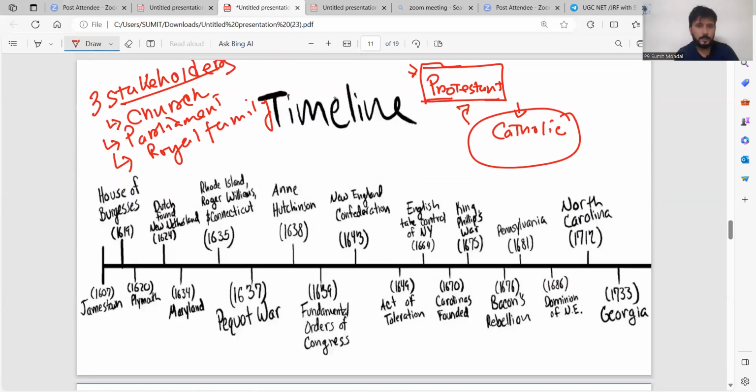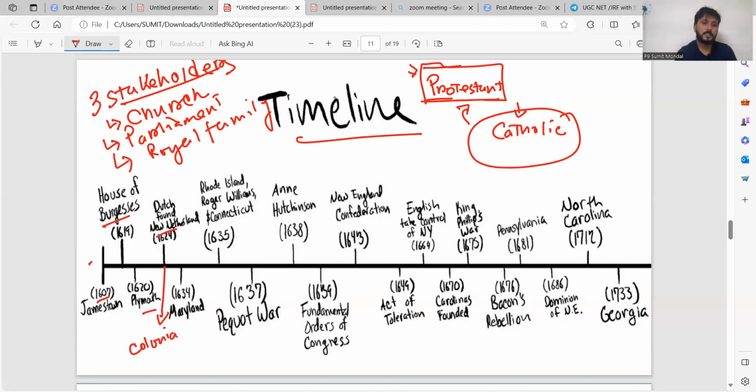Okay, now there is another timeline that starts from the 16th century, and after that, what is happening in the 17th century. Okay, so the House of Bourgeois is being formed, then Plymouth, then the Dutch found new land in 1624, a very important event you can mark as an event of colonialism.